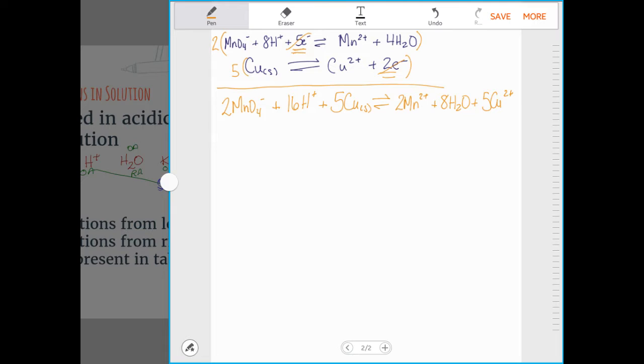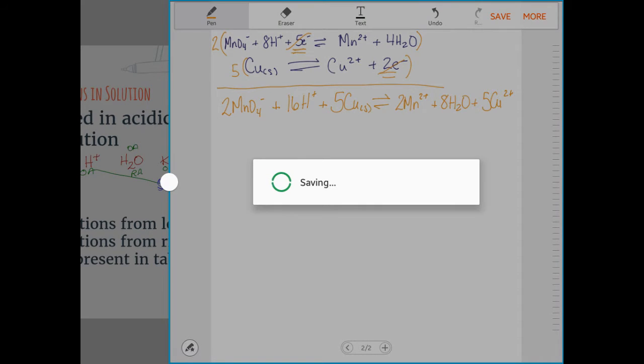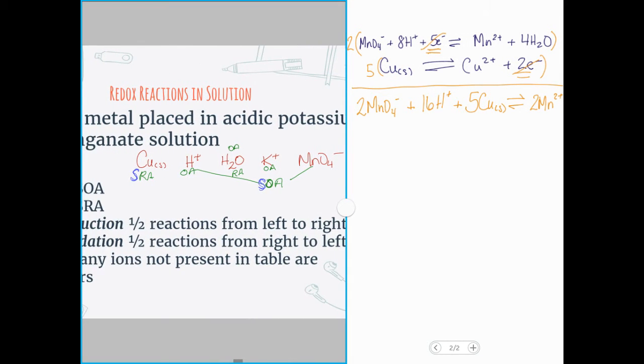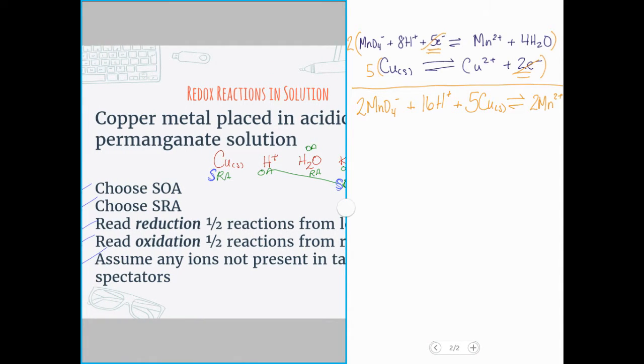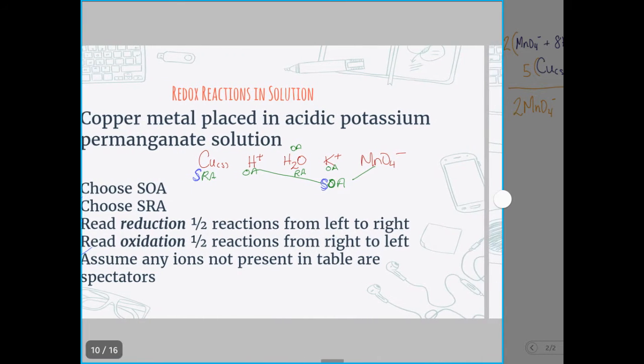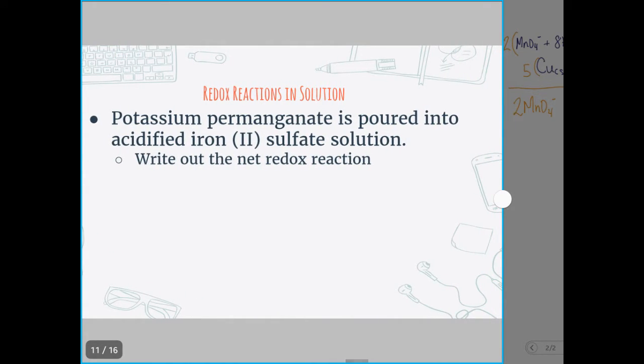So again, my steps are to list all entities, to identify them as either an oxidizing agent or reducing agent based on my chemistry data booklet. I then need to identify my strongest reducing agent and my strongest oxidizing agent. From there, I need to write down my reduction and oxidation half reactions and assume that any ions not present in my table are spectator ions, which is what we've done so far. So let's take a look at another example here.